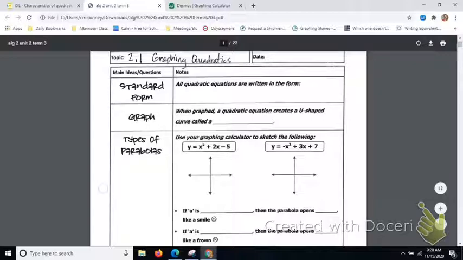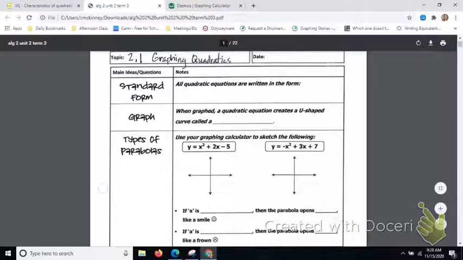All right, there are 5 units that we're going to cover. This is Unit 2, and you should have a packet in your notes that begins with this page, with graphing quadratics. This whole unit is over quadratics.